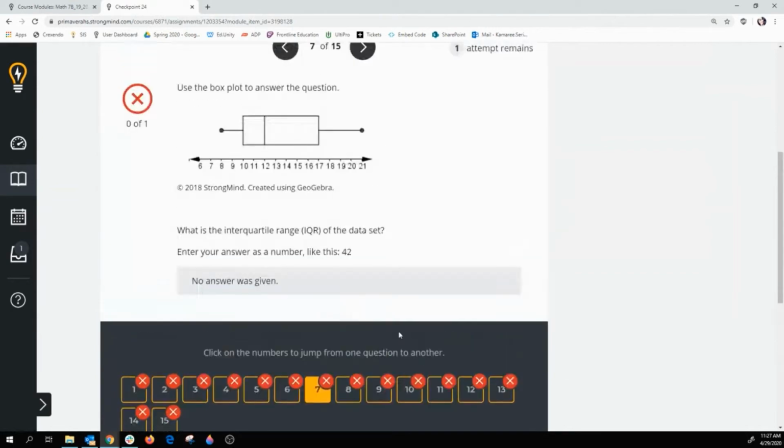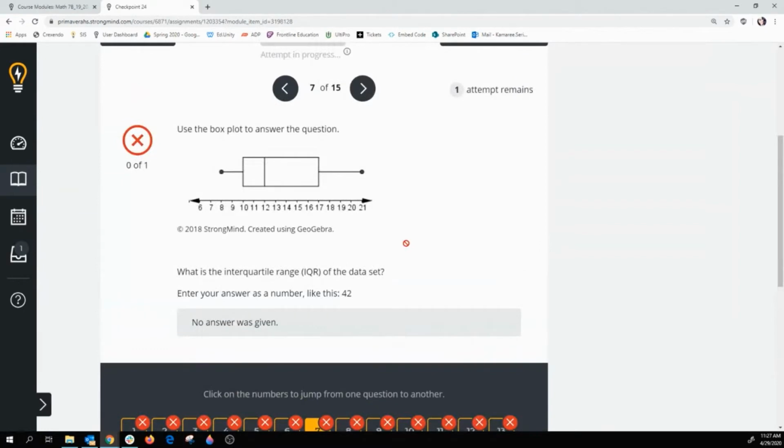Next one. So this one is a little bit different. We want to know what's the interquartile range of this data set, different box plot. So remember, we take the far sides of our boxes and we subtract them. So 17 minus 10. 17 minus 10 would give me 7. Thank you, Chelsea. So 17 minus 10 would give me 7.